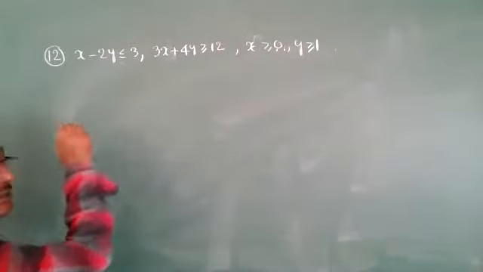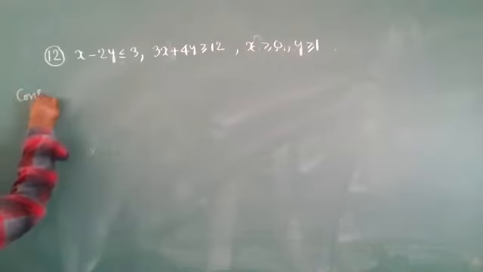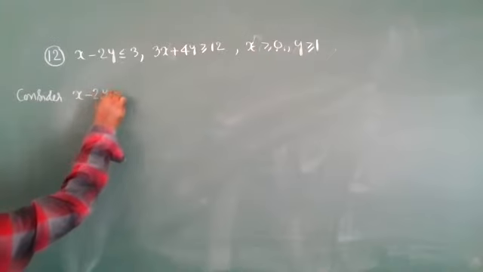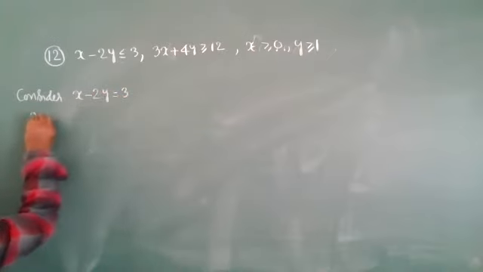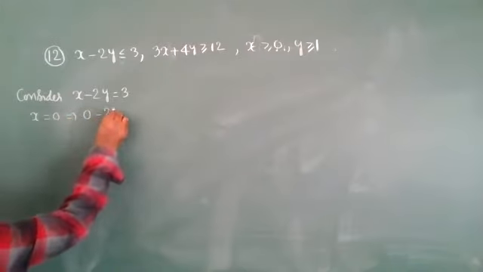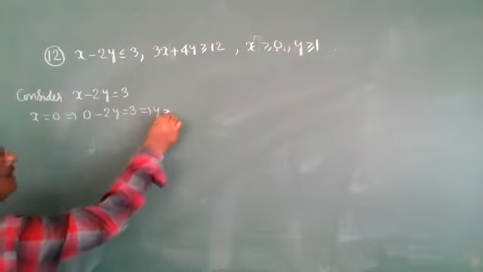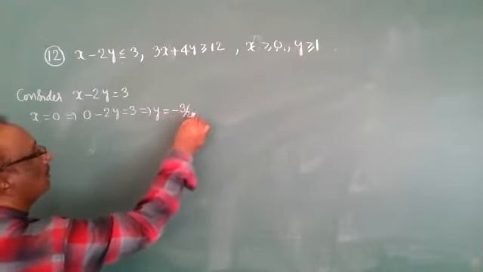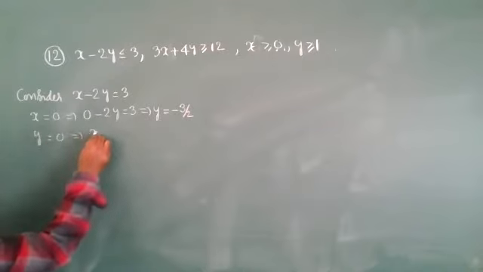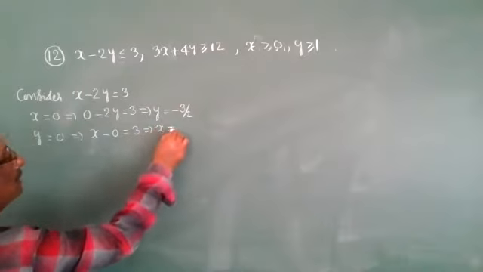First, consider equation 1. The first equation is x minus 2y is equal to 3. x is equal to 0, immediately write down x is 0. Then minus 2y is equal to 3, so y value is equal to minus 3 by 2. Then y is equal to 0, x is equal to 3.